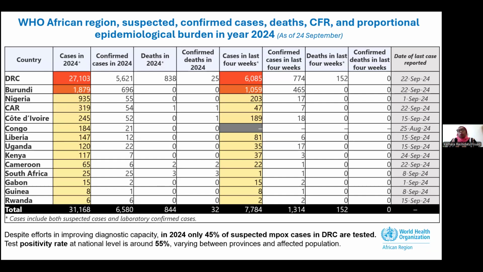So this slide is showing us the number of cases that have been reported, the deaths, and the cases in the last 4 weeks. I will not go in depth into all of this as the slides will be shared, but it will be interesting for you to make an analysis of this slide. But what is crucial is to inform you that we are seeing the highest number of cases from the DRC, followed by Burundi, and then Nigeria, Central African Republic, and then Cote d'Ivoire. So these are the first 5 countries that have the highest number of cases. And the same applies to the deaths. We're seeing increased deaths in DRC.